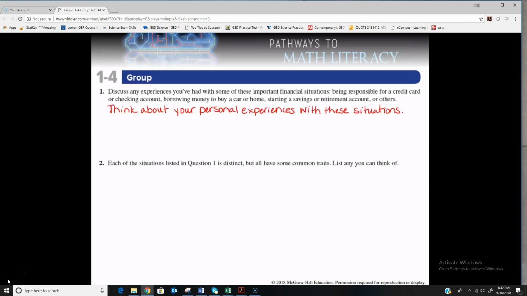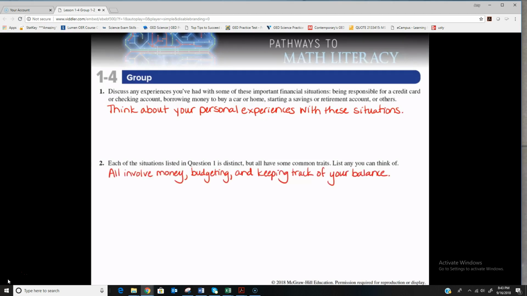And then in number two, each of these situations is distinct, but all have some common traits. What are they? Well, some of the common traits are that they all involve money, they all require some budgeting and keeping track of your balance.